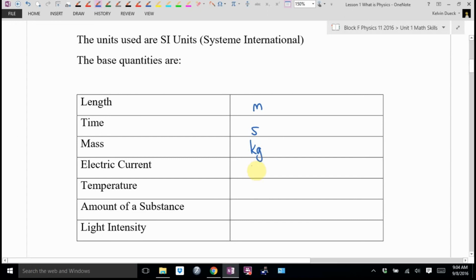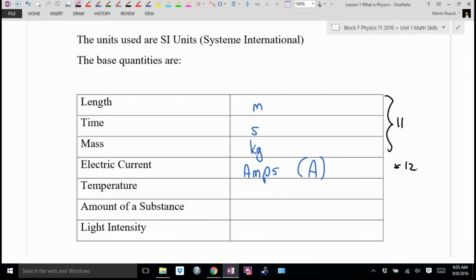So let's write that down. Amps, symbol for that is capital A. If you want to, you can make a little note right here. Put a 12, Physics 12. Here, Physics 11. And then there's 3 more that we don't look at in high school physics. But I'll give them to you because I'm a nerd anyways.